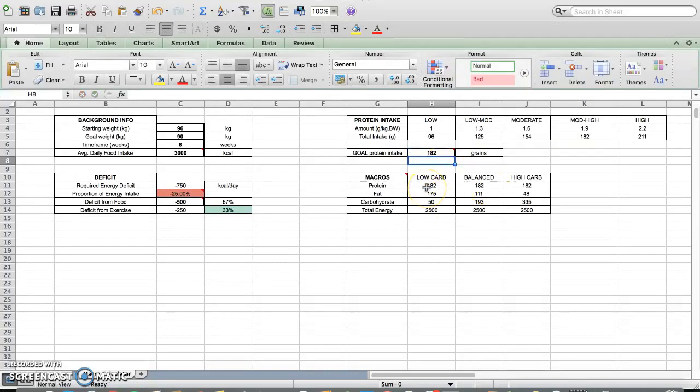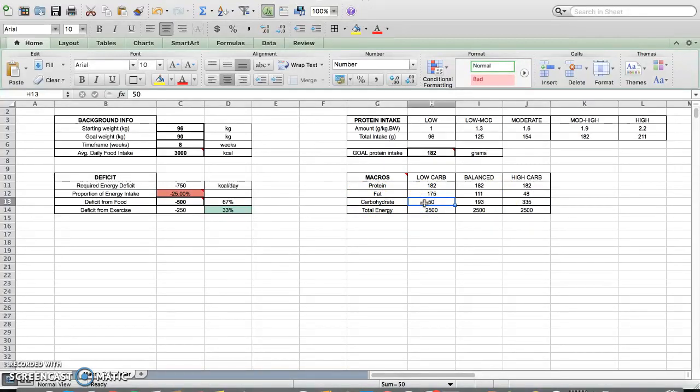And then what you'll see here, when you come down to the macronutrient split, is that the protein intake is going to be 182, whether it's a low carb, high carb, or balanced diet, because the protein intake is fixed, and it's the carbs and fats that are going to be varying. Now, the fat intake will never go below 0.5 grams per kilogram body weight. So even on the high carb, low fat diet, you'll see that never goes below 48, which is 0.5 grams per kilogram. And the carb intake will never go below 50.